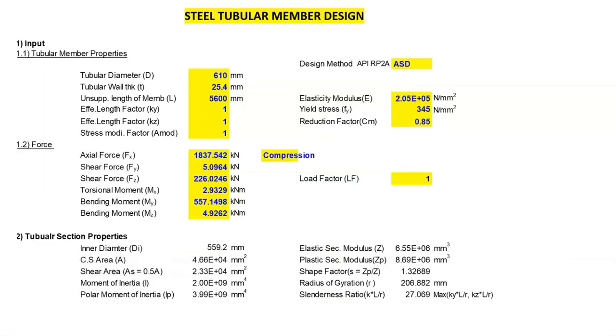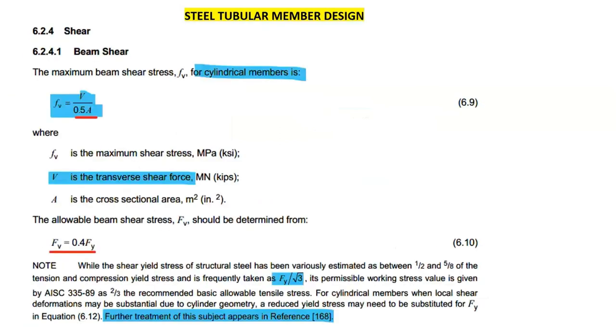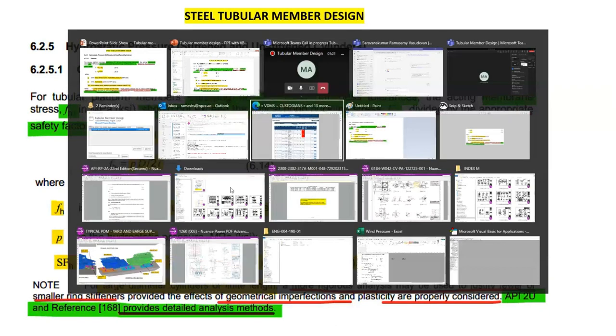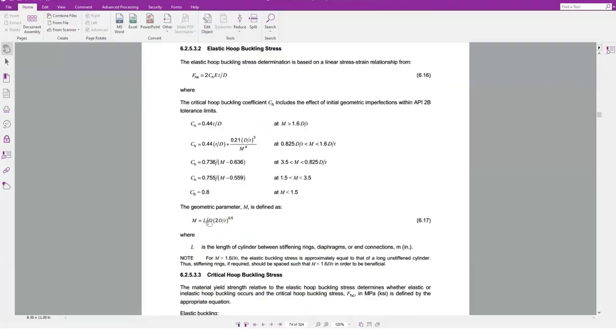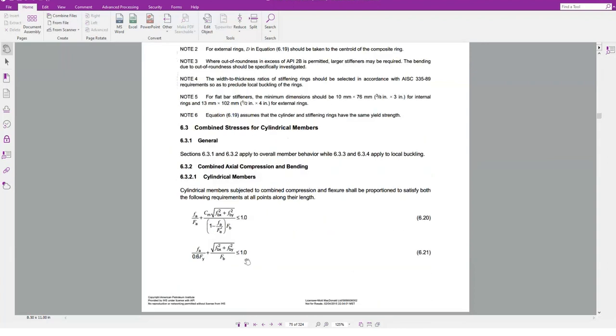For the 0.85 reduction factor, is it fixed? Is it because the end point for our member will be fixed? That's why it's 0.85, the reduction factor, CM. No, one minute, I will show you why we are taking this one. That is because of imperfections and errors that come. You see here.